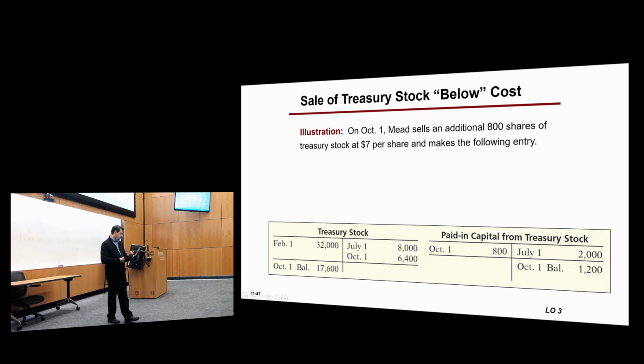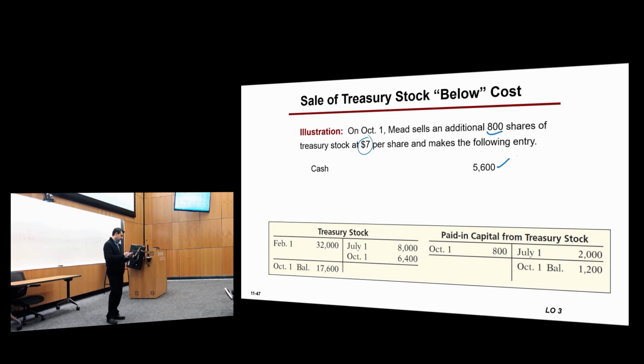So on October 1st, Mead sells an additional 800 shares of treasury stock at $7 per share. The first time they sold 1,000 shares, it was for $10. Now they are selling it below cost. They are selling treasury stock for $7. How much cash will they receive? It's very simple. It's 800 multiplied by 7. This is the amount of cash that the company will receive.